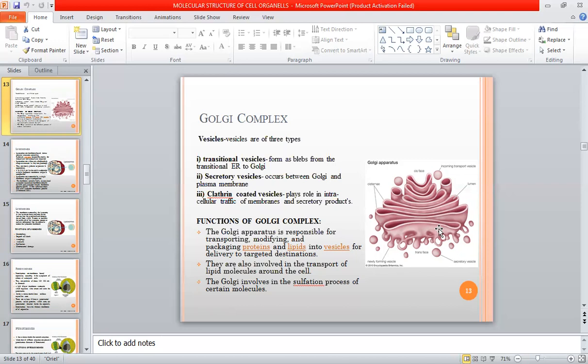They are also involved in the transport of lipid molecules around the cell, and the Golgi are involved in the sulfation process of certain molecules.